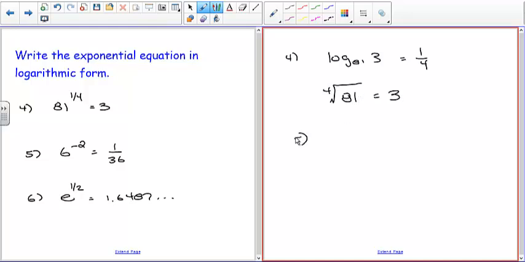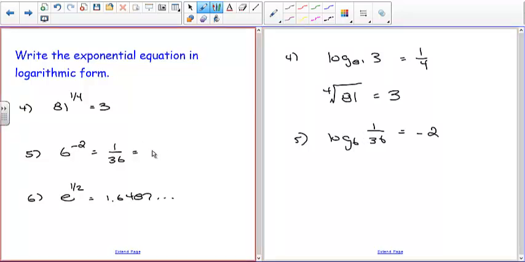Okay, the next one, again, 6 is the base, so it's log of base 6, and the argument of the log is the answer on the right-hand side, and the right-hand side is the exponent. What number do I need to raise 6 to get 1/36? And that's true, because 6 to the minus 2 power is the same as 1 over 6 squared. And 6 squared is just 6 times 6, so you get 1/36.